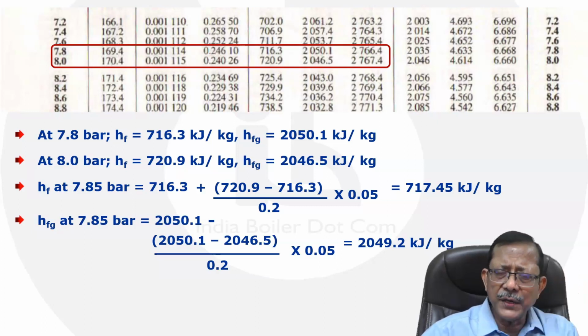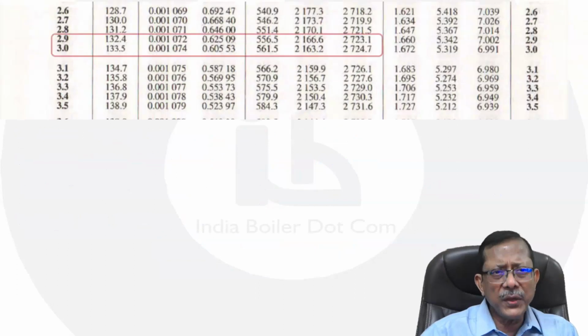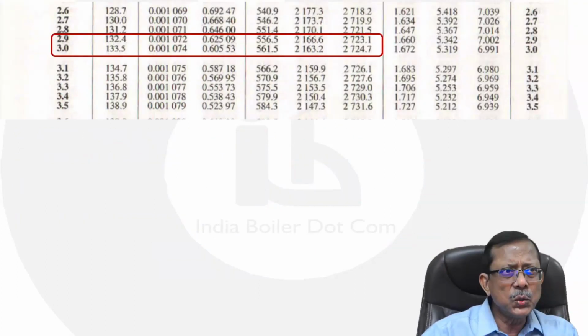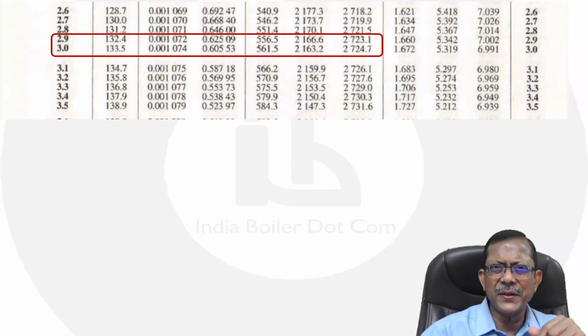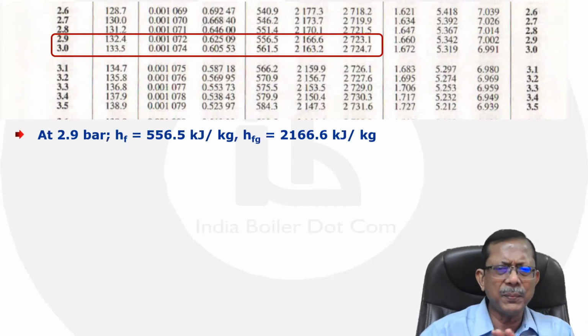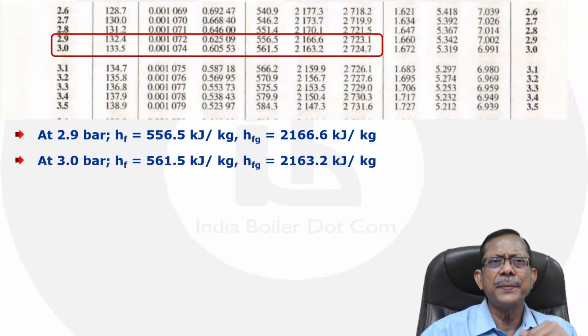Similarly, we'll have to find it for 2.94. So we select the pressure based steam table where we get the 2.9 and 3, right? Different steam tables will have different values. In some you might have 2.5 and 3. It's possible, right? But in this particular table we are having 2.9 and 3. So we write down this 2.9 and 3 bar HF and HFG, as we have shown you earlier.